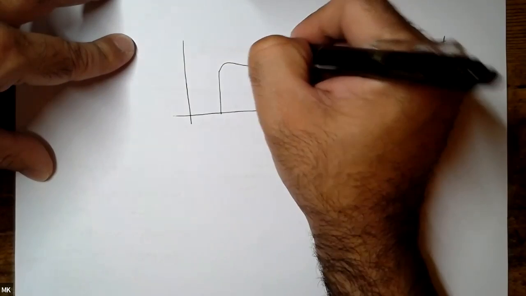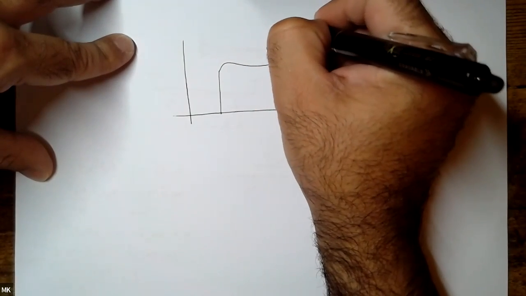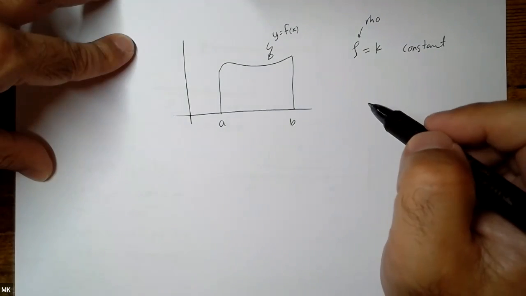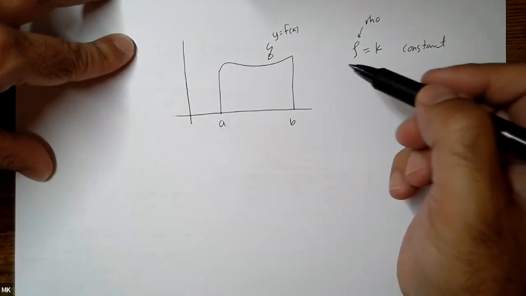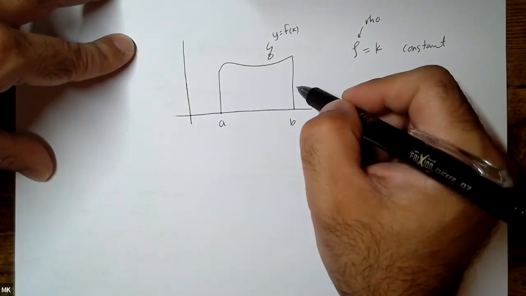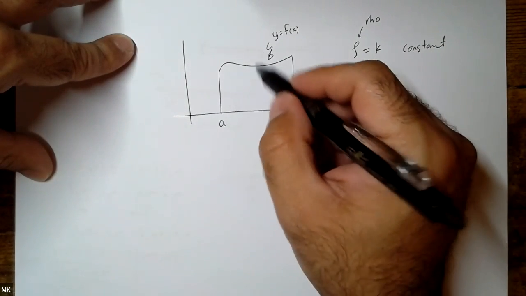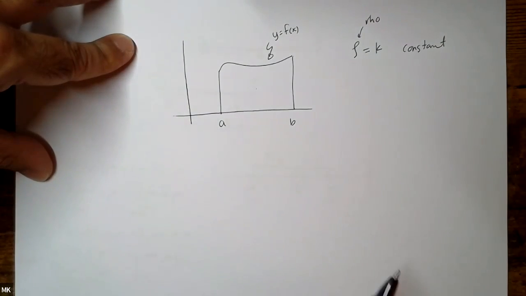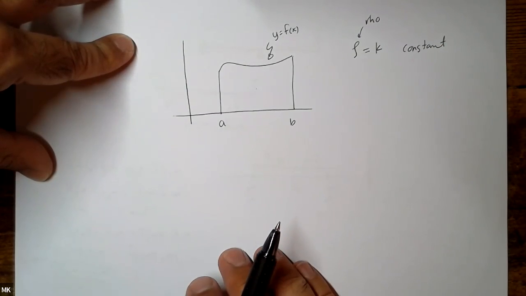Now suppose the function that I have here is y equal to f of x, and boundaries are a to b. So I need two things. I need x bar and I need y bar. X bar would be somewhere in the horizontal direction, y bar would be somewhere in the vertical direction. So I'm looking for the center of mass of this object, this lamina.